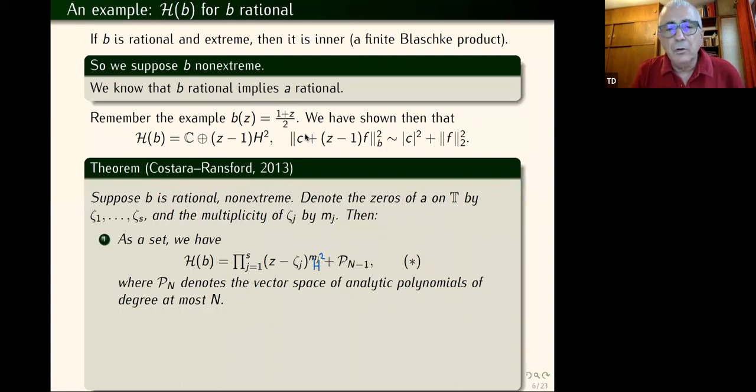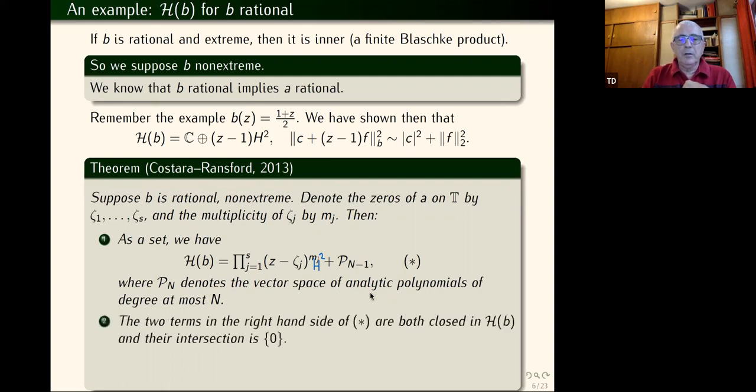So in the previous case, in fact it's not B, it's A, which is (1 - z)/2. So it has a zero, 1, and you have the degree 1, and so you have to put only the constant here. Well, this is as a set, but not only is it equal to this as a set, the two terms on the right-hand side are both closed and their intersection is 0. So this is an algebraic direct sum. Well, it's not only algebraic because the spaces are closed.